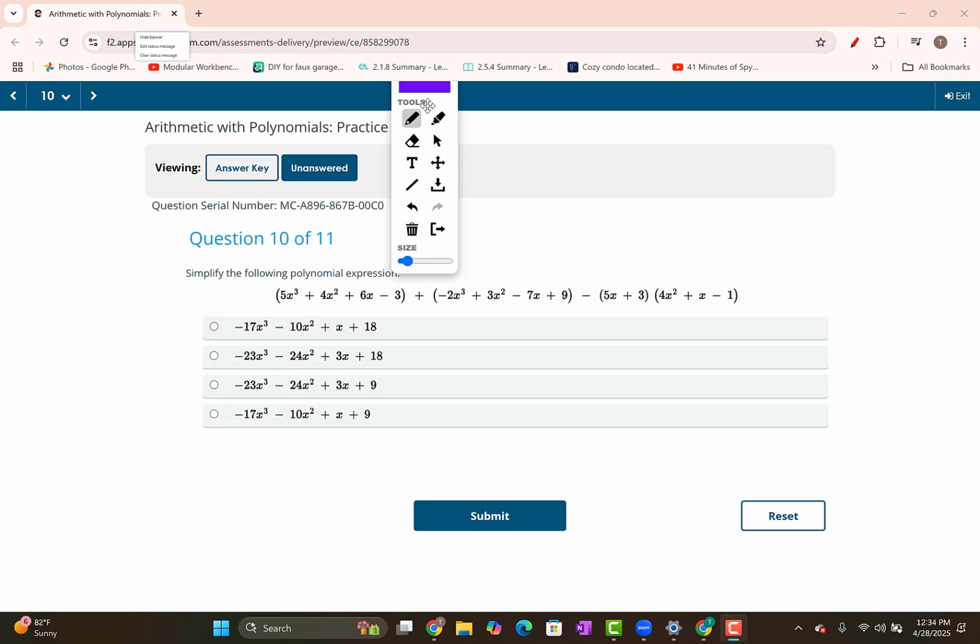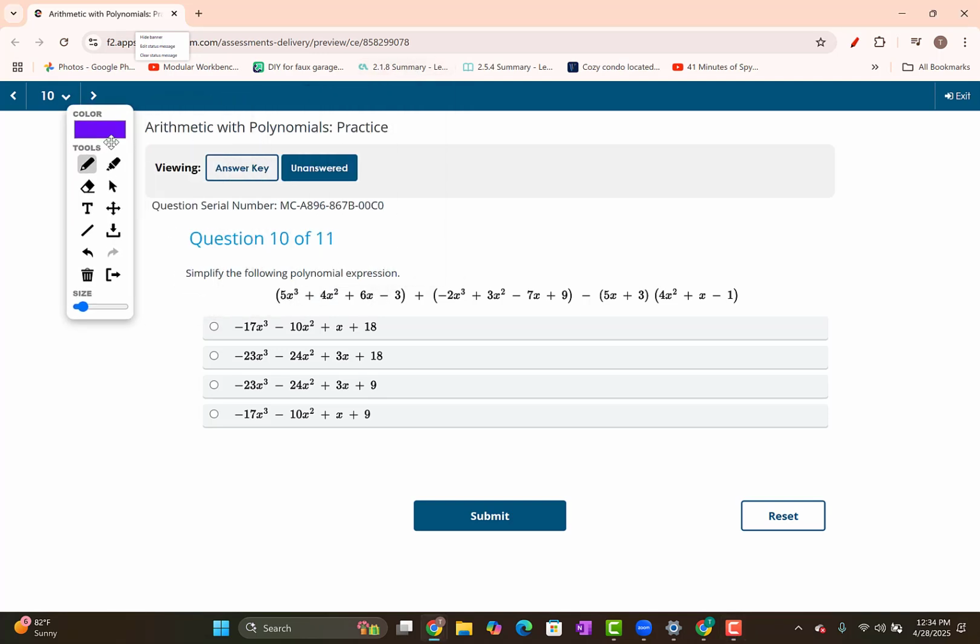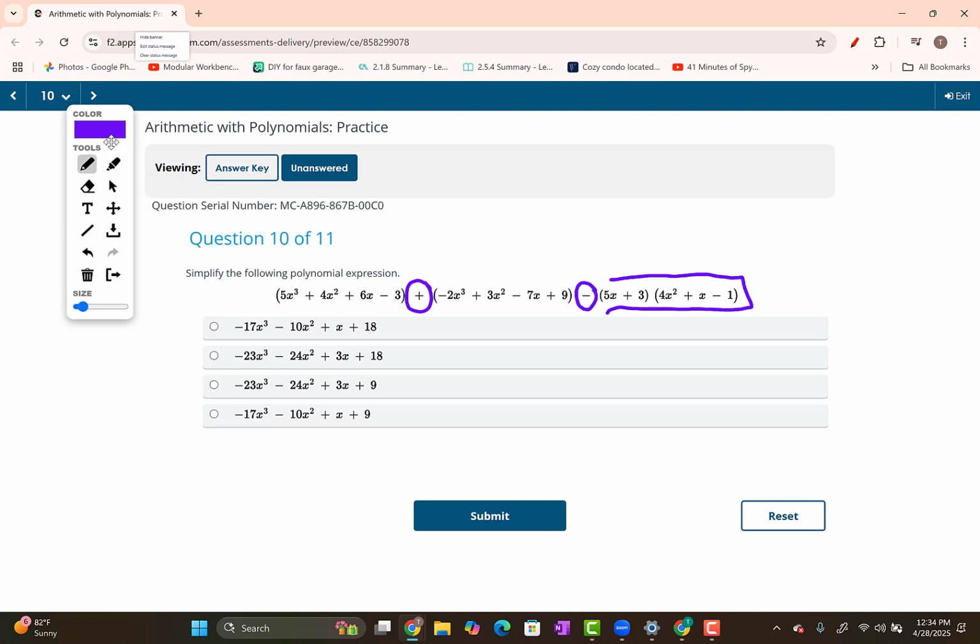Simplify the following polynomial expression. So the first thing I'll notice is we are finding the sum of those two polynomials, and we're finding the difference here. But before we can find the difference, we need to find the product.